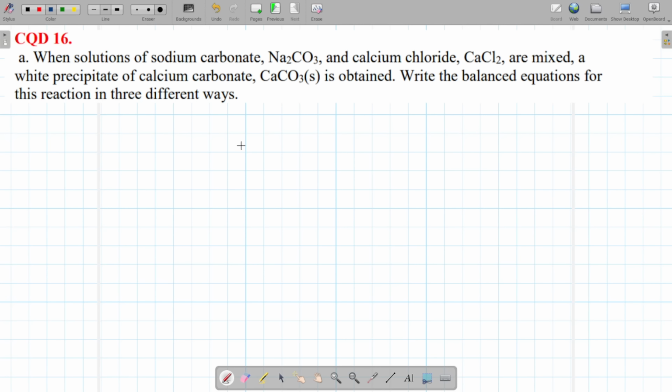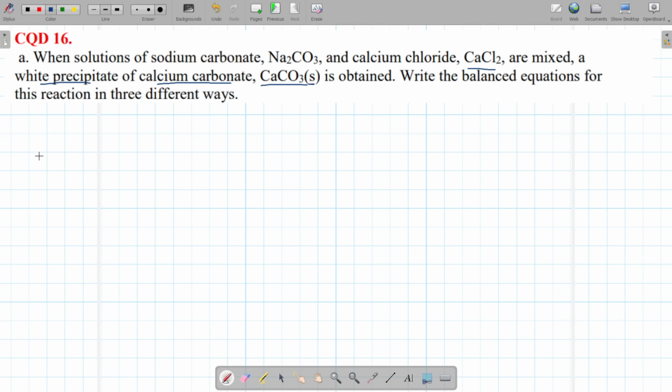How do we know what happens? I'll explain everything now. Here they're saying the solutions of sodium carbonate, Na2CO3, and calcium chloride, CaCl2, are mixed. A white precipitate of calcium carbonate, CaCO3, solid, is formed. Write the balanced equation for this reaction in three different ways. So let's do this one by one.